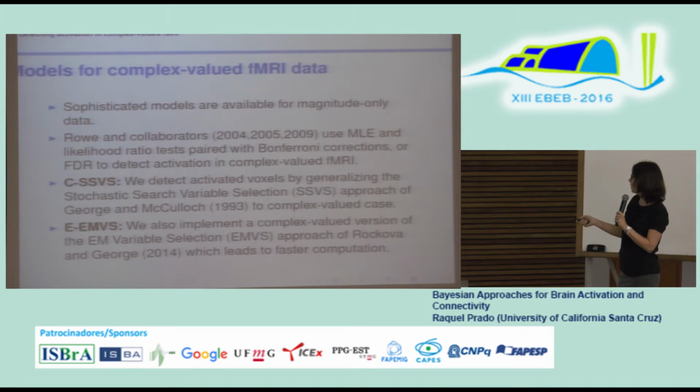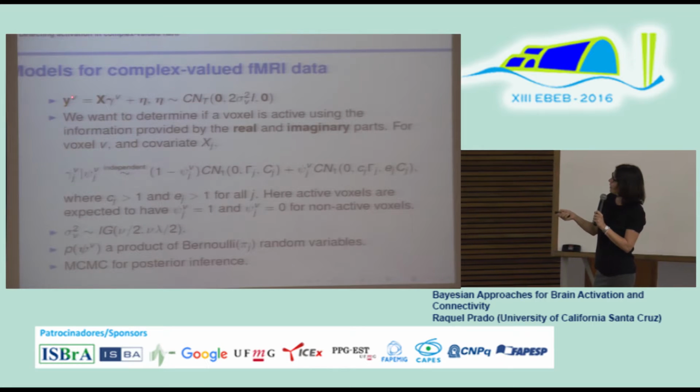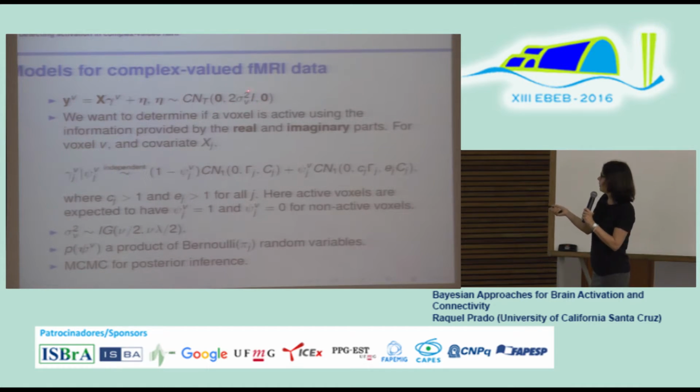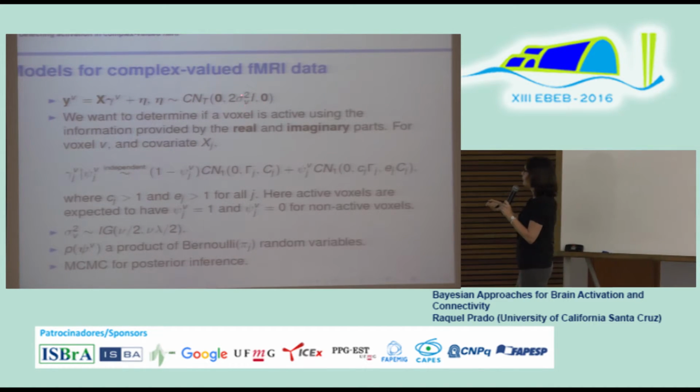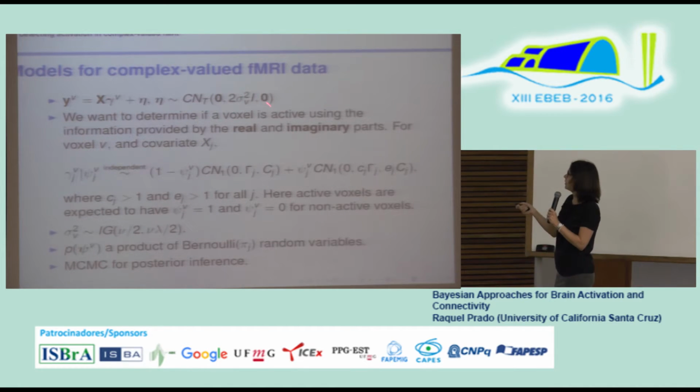So this is what we are doing here in terms of detecting activation. This is how our models look, right? I have my time series here with the signal observed at voxel V. Here I'm assuming the complex normal distribution is the simplest possible, so you have circularity and independence. You can consider more sophisticated structures, but in order to decide if a particular voxel is active or not, I'm going to use both pieces of the data, the real and the imaginary parts.